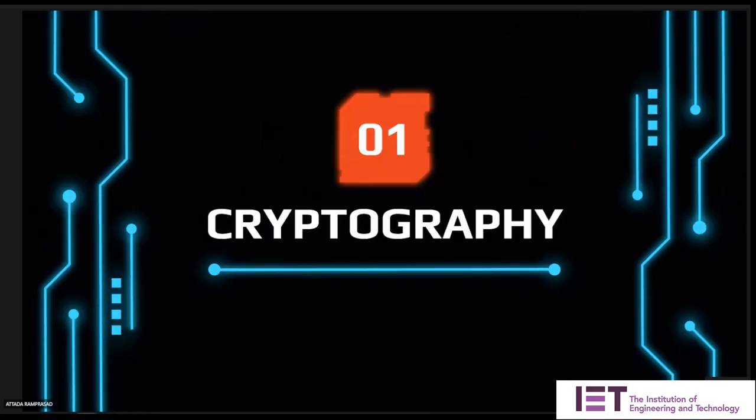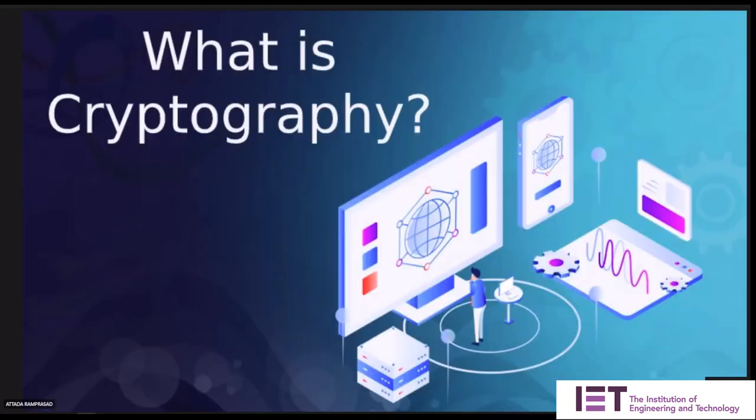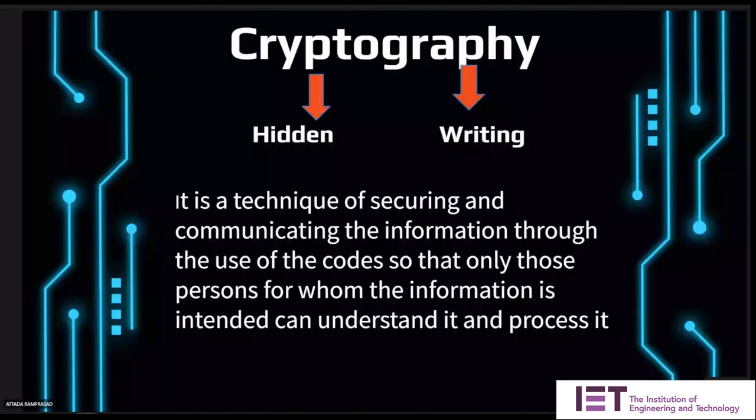While going into details, let us first try to understand what the term cryptography means. Cryptography is a technique of securing and communicating information through the use of codes, so that only the person who sent the information and the person who received it can understand it. Cryptography is composed of two terms, where crypto means hidden and graphy means writing.